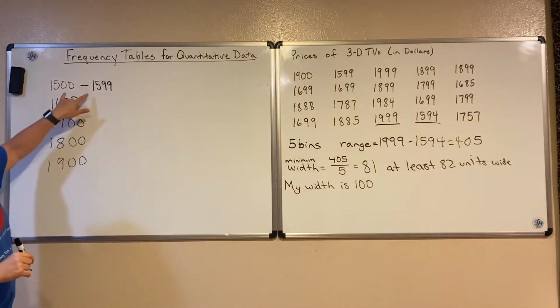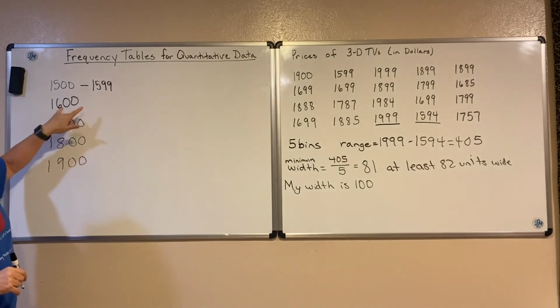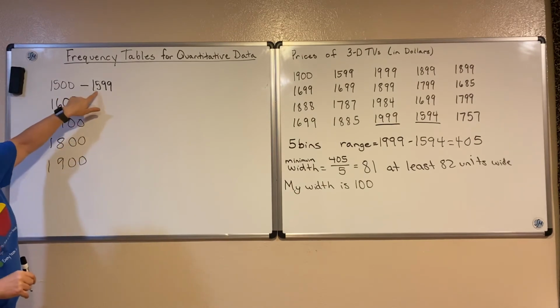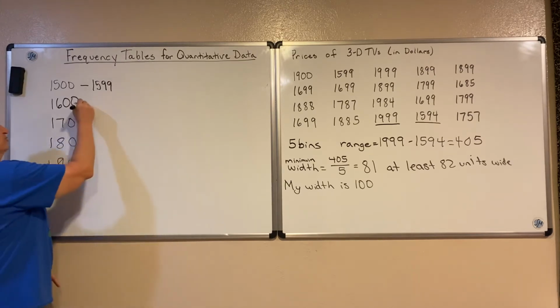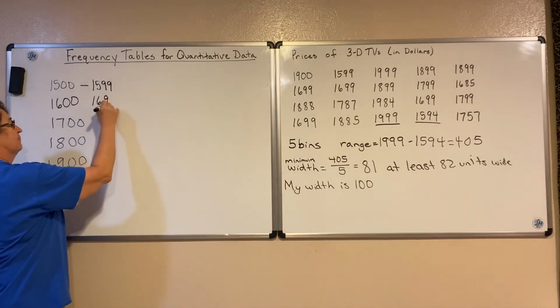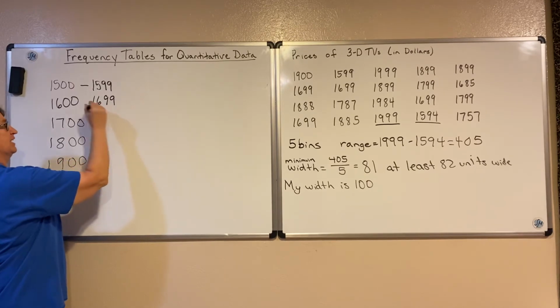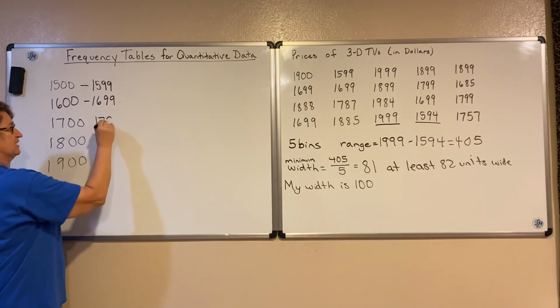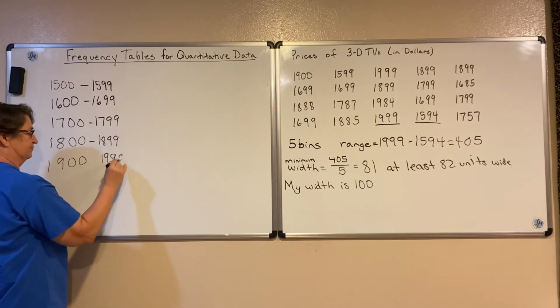So this first class goes from 1500 to 1599, and I'm going to include all the values in that price range. For my next class, or bin, I'm now going to count by hundreds from that ending point, which we call the class limit. So counting by hundreds from 1599 to 1699, 1799, 1899, and 1999.